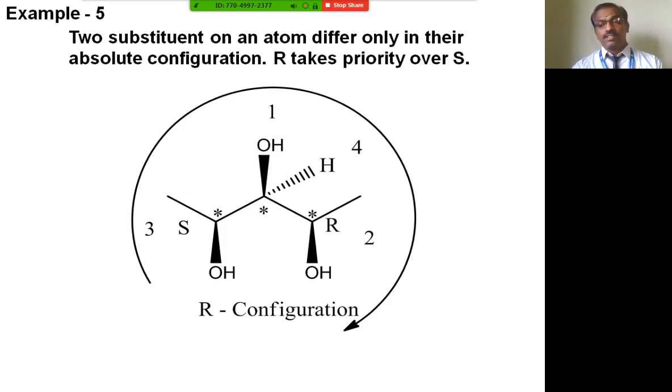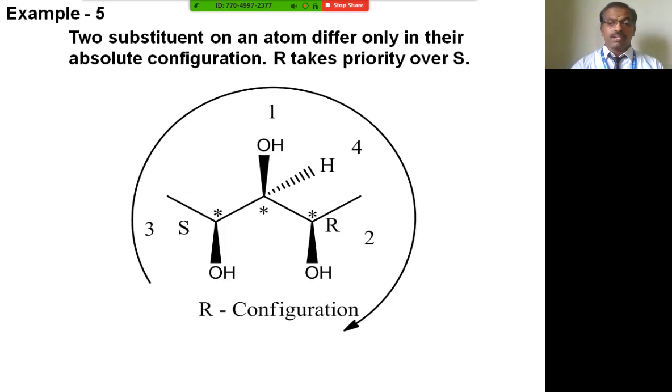You can check it here. For the second, right hand side, I marked a star. Locate the configuration for the left hand side too. What is the configuration for the right hand side? The right hand side configuration is R. The left hand side configuration is S. That particular chiral center has R on one side and S on the other. I want to calculate the configuration of the center carbon.